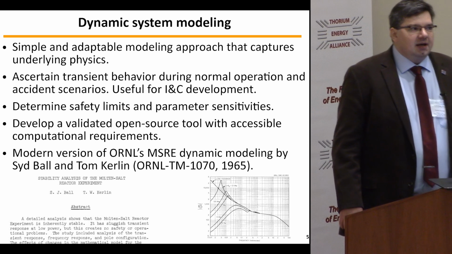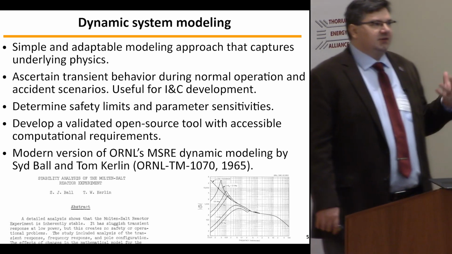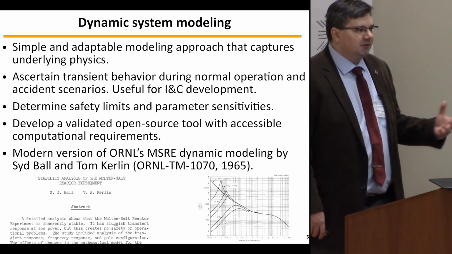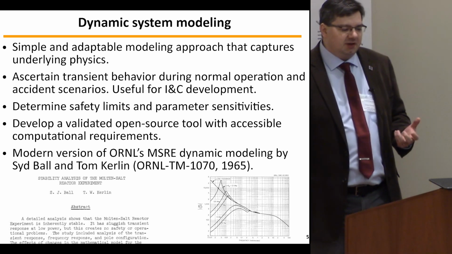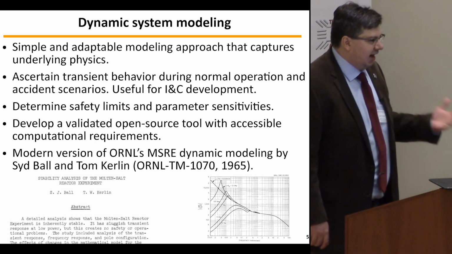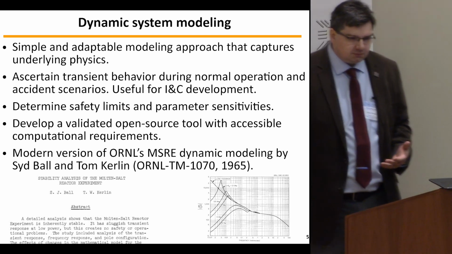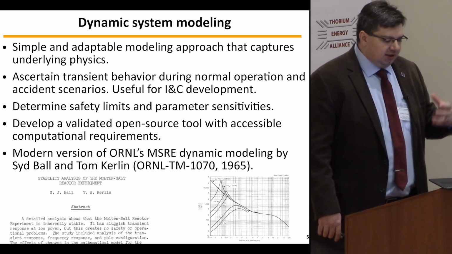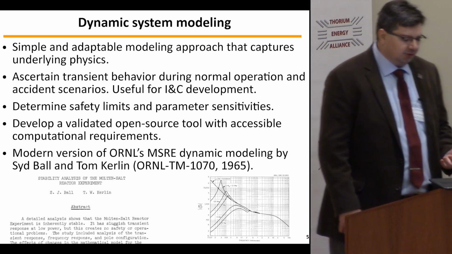Dynamic system modeling is a simple way to model the system behavior that captures the underlying physics. It's adaptable to different systems, and once you have dynamic models, you can ascertain transient behaviors of these reactors. You can model what happens during the transients, maybe accident scenarios, without breaking the bank on computational requirements. It's very useful for developing instrumentation and control, because then you can plug your instrumentation and control models into your dynamic system model and see what's going on.